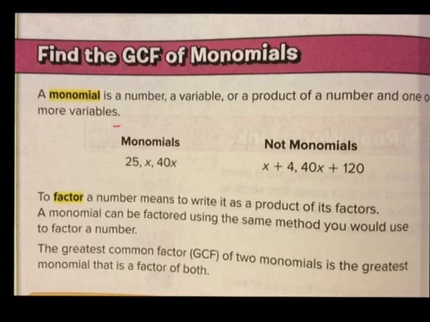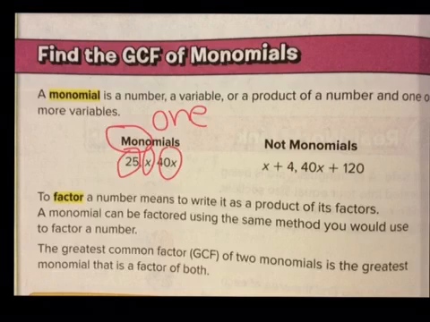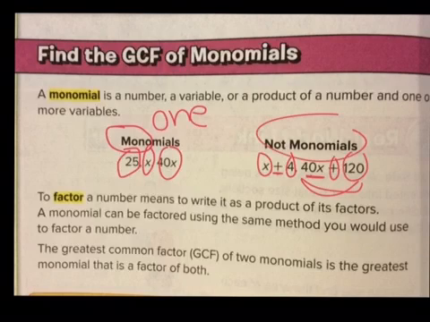Monomial means, mono means one. It stands alone as one term. This is one term, this is one term, and this is one term. But this is not standing alone. You see they're being added. There's a computation happening there. And when we have 40x plus 120, again, this is not a term. So they're not monomials. Monomials have to be already as one expression, such as coefficients and so on, and like terms.